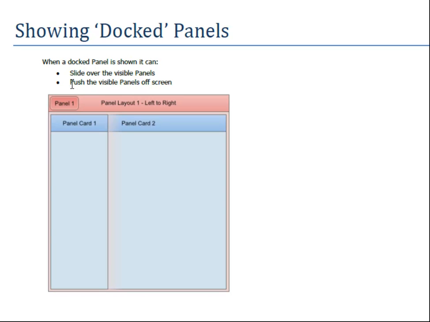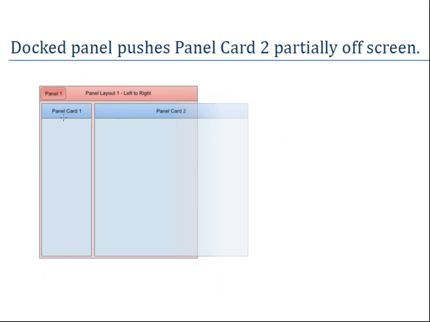But another option is to actually push the visible panel off the screen. So if we go to the next slide here, we can see that when panel card 1 became visible, it actually pushed panel card 2 slightly off the screen, so the right edge of panel card 2 is no longer visible. It's been pushed off the screen. Now obviously in this case the flow direction of panel card 1 and panel card 2 has been set to left to right, but if the flow direction had been set to top to bottom, for example, then when panel card 1 was shown and it pushed panel card 2 off the screen, it would be pushing it off the bottom of the screen.